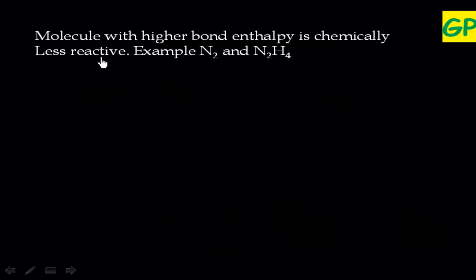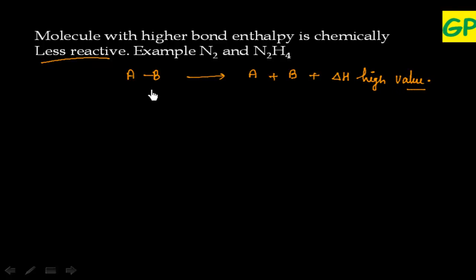Now another important point: a molecule with higher bond enthalpy is chemically less reactive. This is obvious. If I have an AB molecule, and I give energy to convert it into A plus B, and the energy required is higher, so delta H is a high value. This means it has less tendency to convert into atoms. So correspondingly I can say this is chemically less reactive.